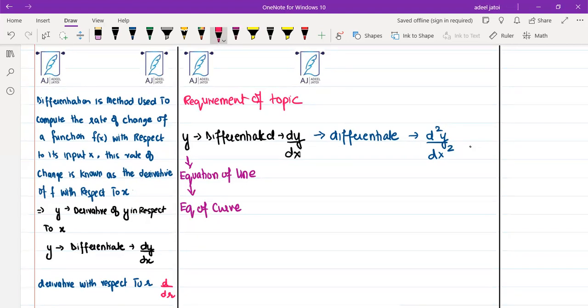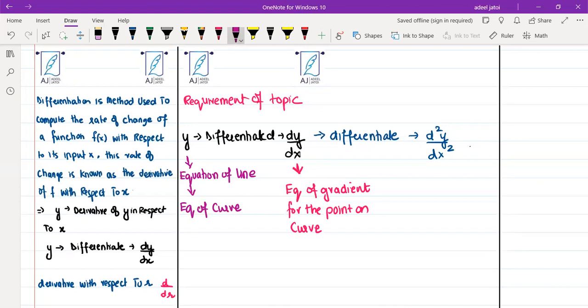Similarly, this dy upon dx, to make it easy, is basically the equation of the gradient. Dy upon dx is the equation of the gradient for the point on the curve.